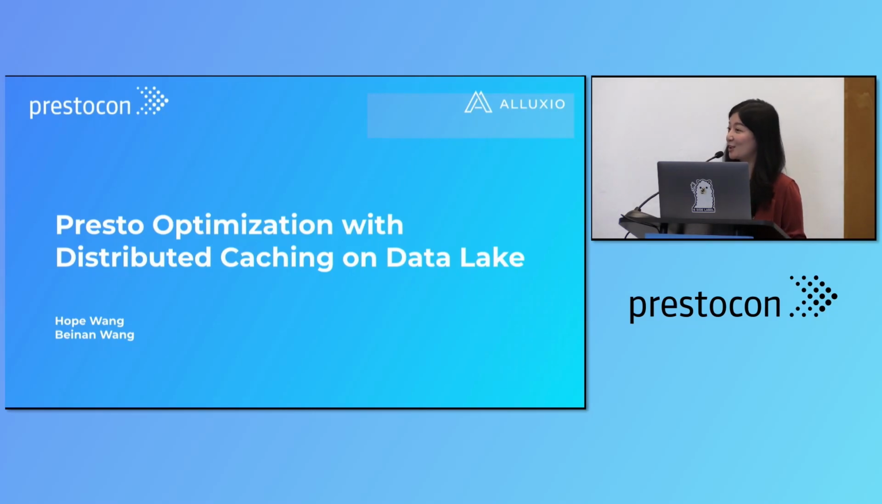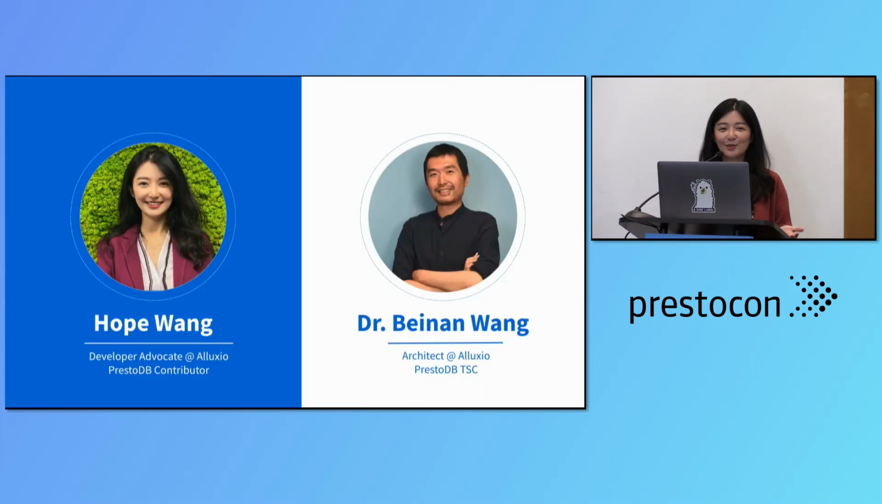My name is Hope Wang. I'm from Alluxio, and I'm co-presenting with my colleague, Beinan. You should be very familiar with Beinan because he is a TSC member of the Presto project. I'm the developer advocate of Alluxio and also contribute to the Presto project.